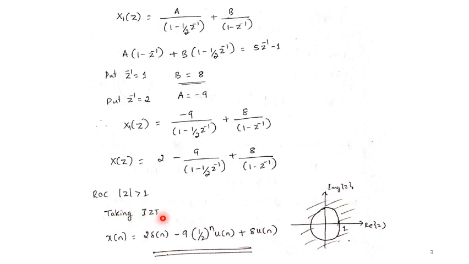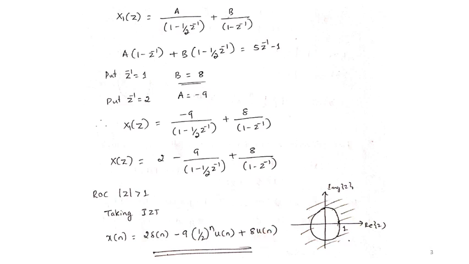Now taking inverse z transform of X of z, we'll get x of n is given by 2 into delta of n. You know from the table that the z transform of delta of n is 1. Similarly, the inverse z transform of 1 is delta of n. So I can directly write it as 2 into delta of n minus 9 into (1 by 2) to the power n u of n, because it is a right-sided sequence, so I am multiplying with u of n, plus 8 into u of n, because for 1 by 1 minus z inverse, its inverse z transform is u of n.